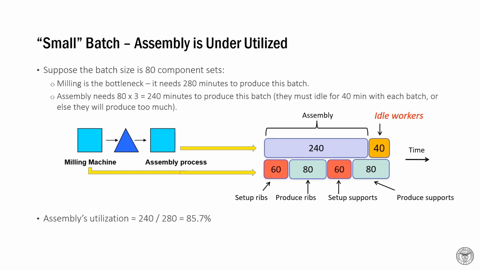The situation affects the utilization rate of both processes. For assembly, the utilization rate is 240 over 280, or 85.7%. For mini, the utilization rate is lower at 160 divided by 280, or approximately 57%.